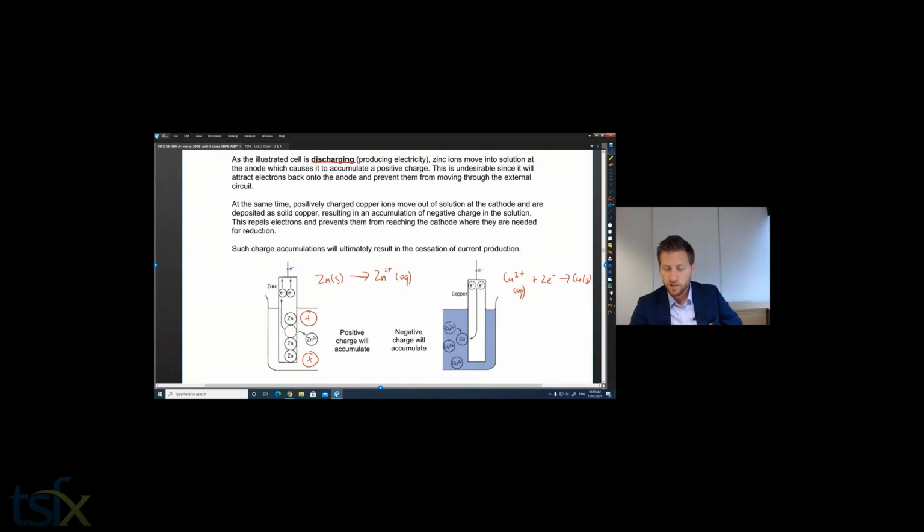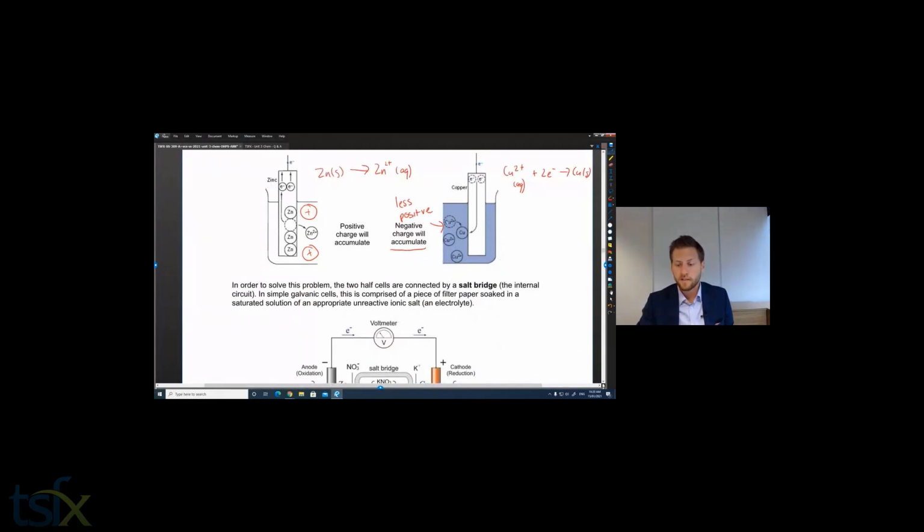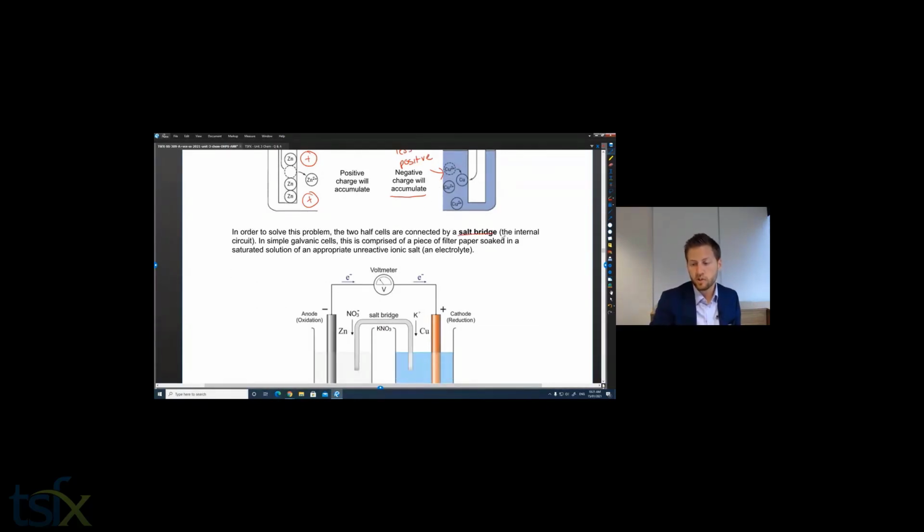So zinc there, more positive into the beaker. Whereas over here, this was positive, but now it's becoming less positive because there's less of the copper ions here, and there's more electrons coming in. If we kept having the negativity increase over here, and we kept having more positive over here, eventually we're not going to get any more zinc coming out because zinc is a positive ion. There's going to be too much positive in one side and not enough on the other. So we use a salt bridge, an internal circuit, to help us solve that issue.